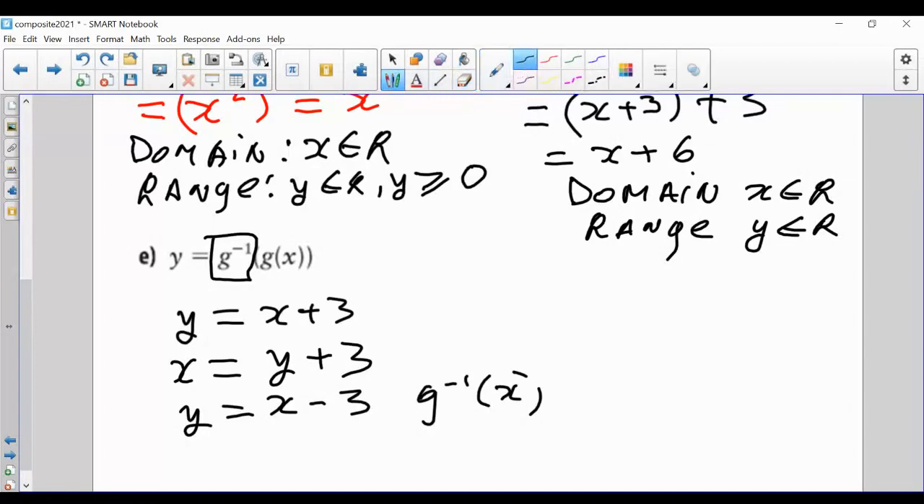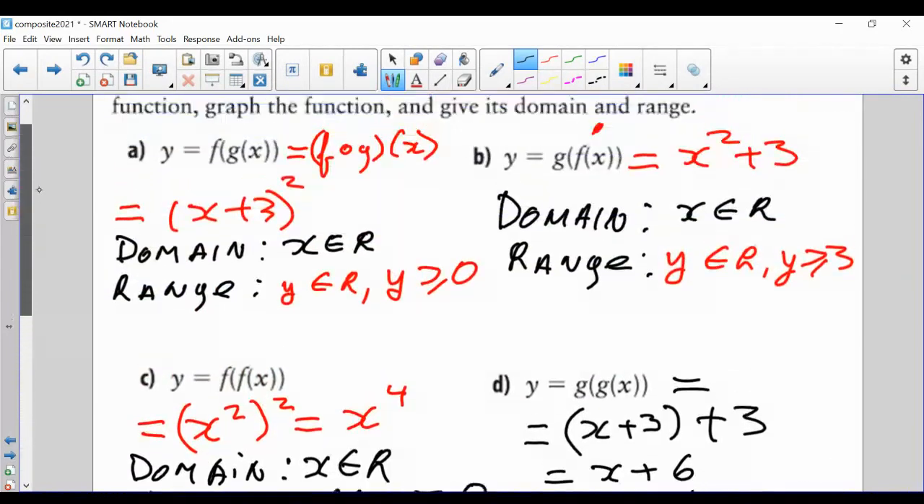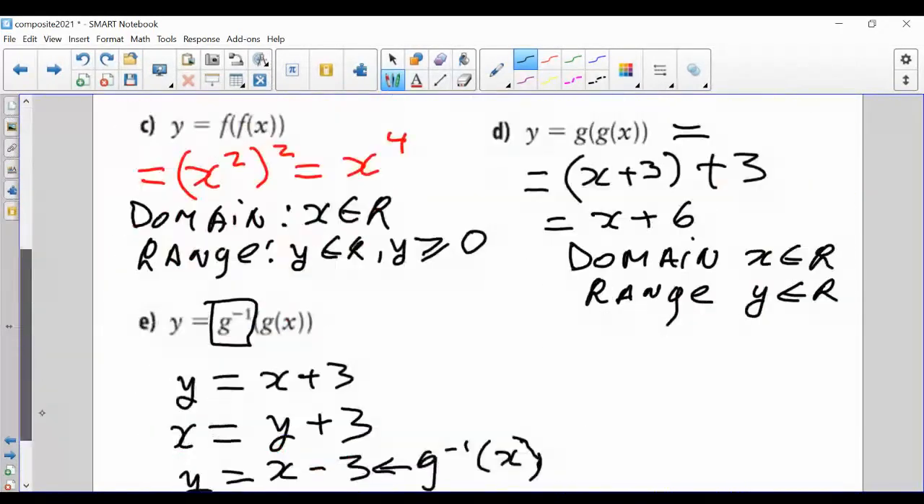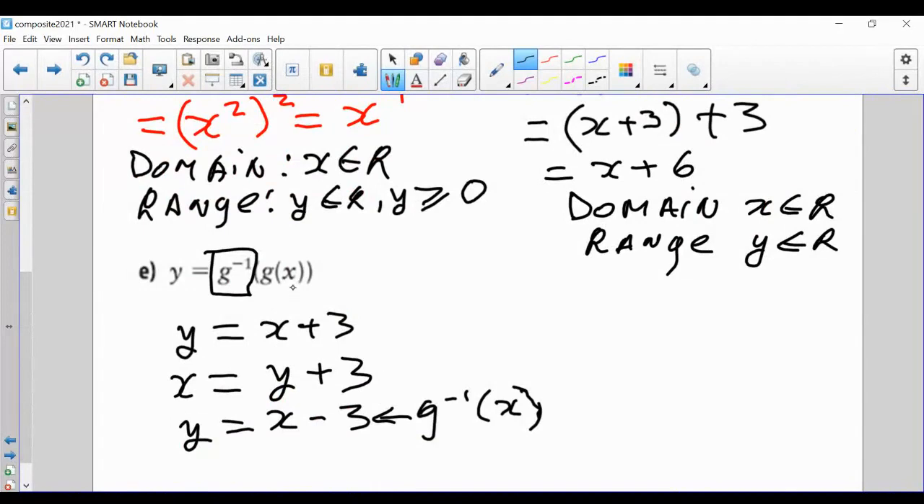All right? This thing here is my g to the minus 1 of x minus 3. So we're going to take the, let's do this right. Let's take the g function, right? The inside function is a g function. Put that into the g to the minus 1 function, right?